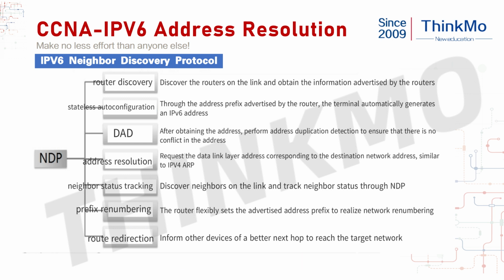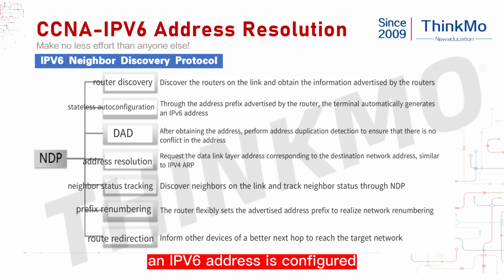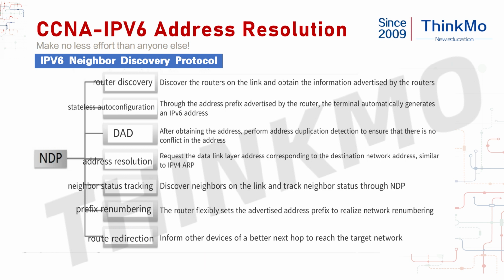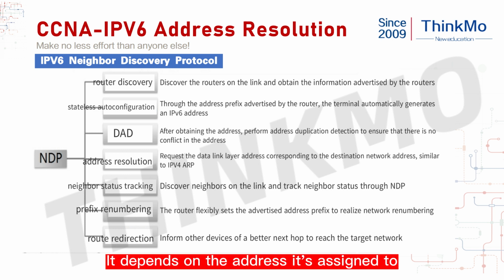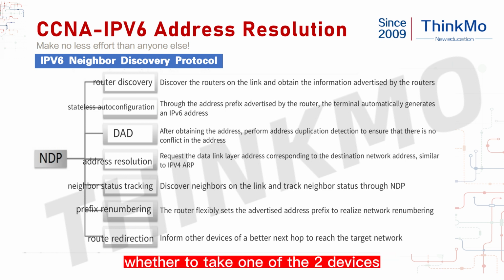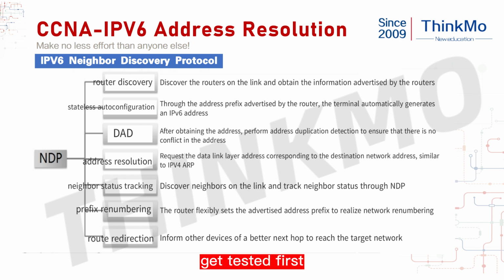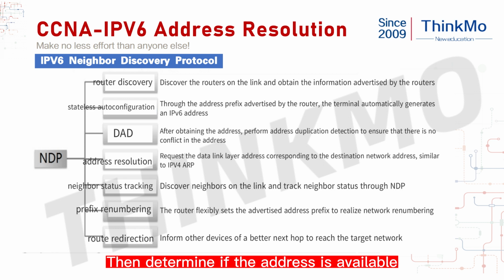The third one is DAD. It's called duplicate address detection. Similar to gratuitous ARP in IPv4, it detects address conflicts. Let's say two devices are configured with an IPv6 address. Once configured, these two addresses are not available yet. We need to test each other. Check whether you also configured the address I assigned. If there are other devices on the link, it depends on whether one of the two devices has that IPv6 address on its interface. To prevent address conflicts, get tested first, then determine if the address is available.